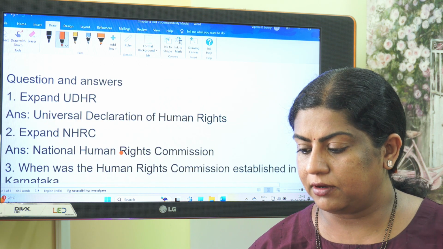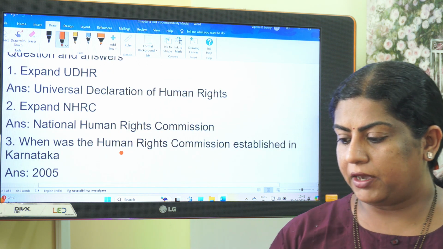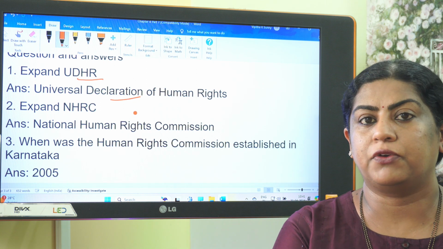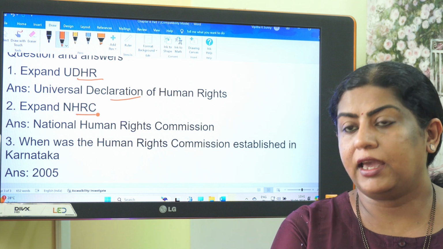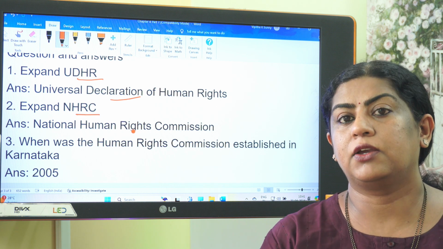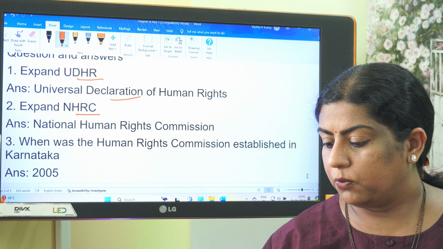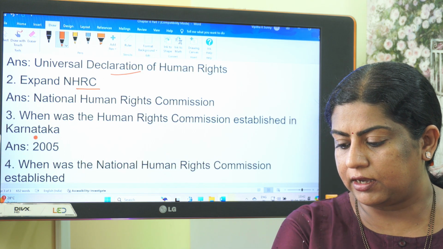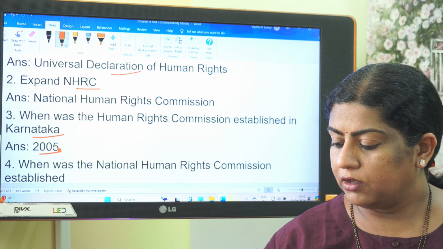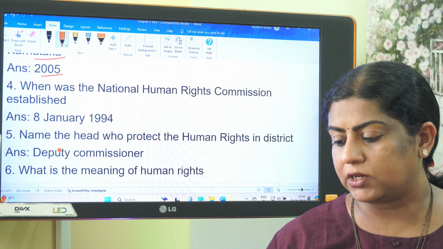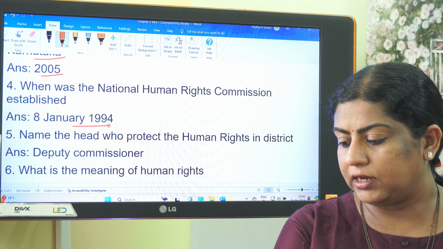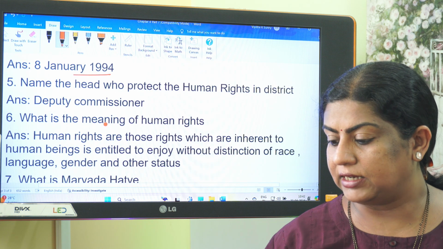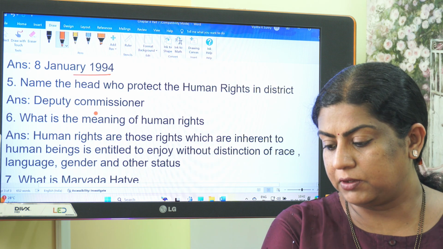Now let us see some question answers. Expand UDHR, that is Universal Declaration of Human Rights. Expand NHRC, National Human Rights Commission. When was the Human Rights Commission established in Karnataka? 2005. When was the National Human Rights Commission established? 8th January 1994. Name the head who protects human rights in districts, that is the Deputy Commissioner.